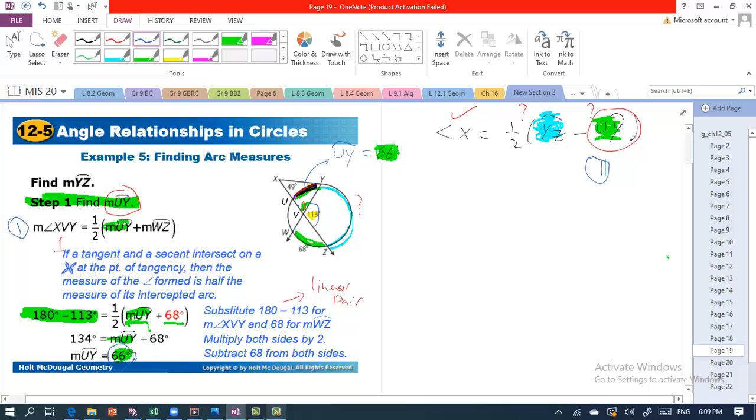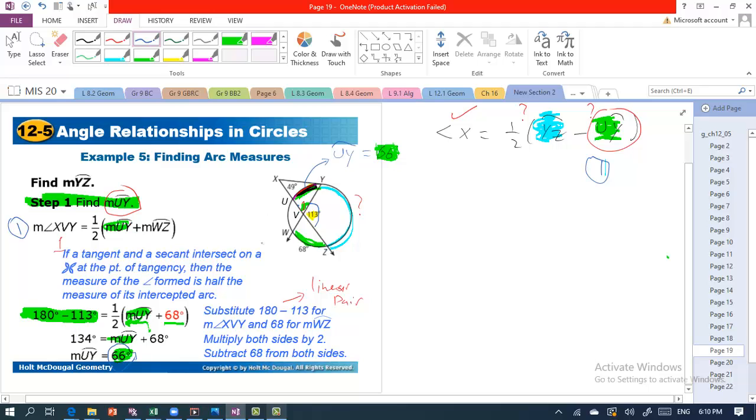So the measure of angle 1, as I named it here, is equal to what? To half of the sum, because it's internal, of the intercepted arcs, which is 68 plus UY. Can we find angle 1 as a linear pair? Measure of angle 1 plus 113 is 180, linear pair, or 180 minus 113. You can see it here on the left. 180 minus 113 is 67. Good. So the measure of angle 1 is 67.